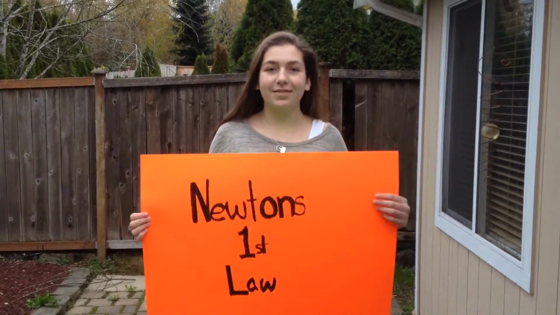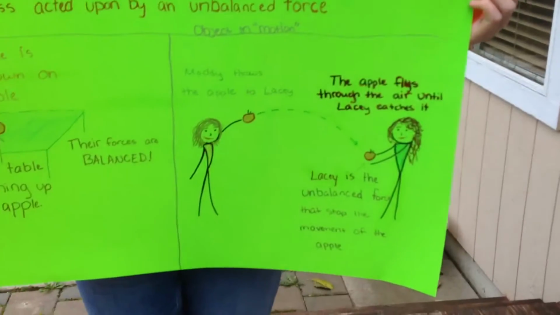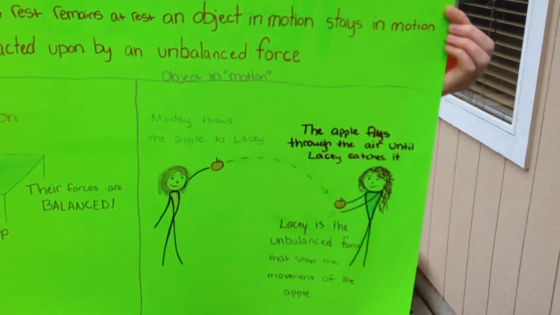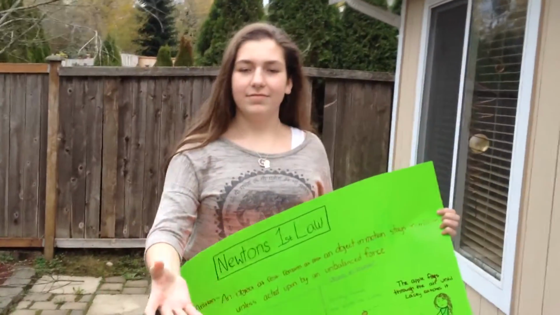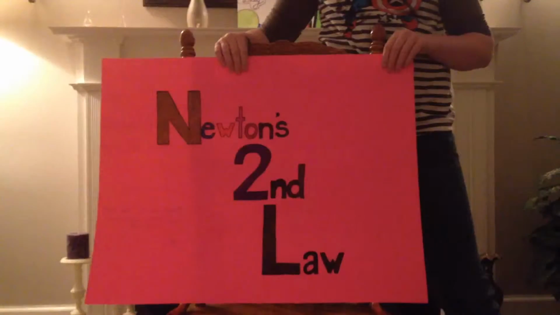Newton's first law again. The second part of Newton's first law is about motion. Objects in motion tend to stay in motion unless acted upon by an unbalanced force. Here, Madison has an apple again. She's going to throw it at me. Notice how the apple stayed in motion until I caught it. I was the unbalanced force that stopped its motion.